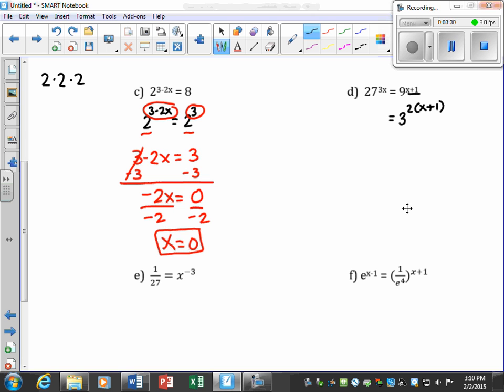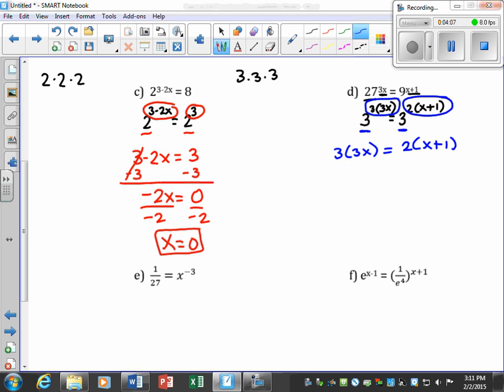My next question is, what about 27? 3 times 3 is 9, times 3 is 27. So yes, 27 is 3 to the third power, and I already have a 3x up there. So you can never lose what you already have up there. We're just rewriting the 27 and the 9 using a base 3. Now that our bases match, we set exponents equal to each other. So we have 3 times 3x is equal to 2 times x plus 1.